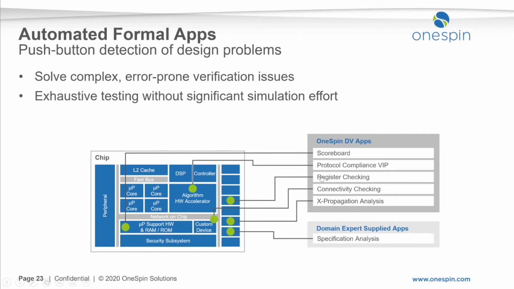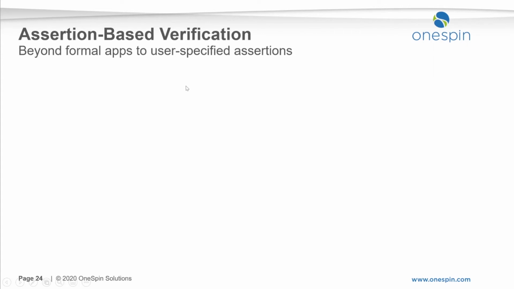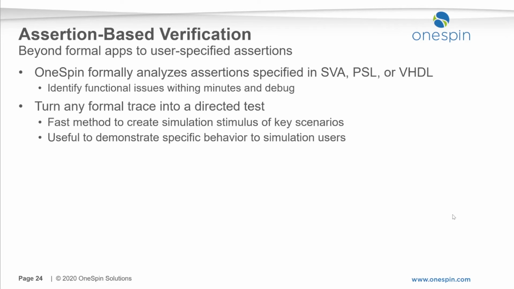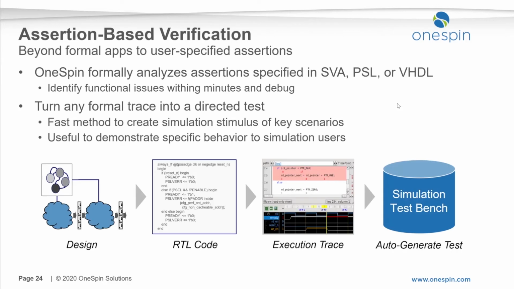But you could also be using the power of formal to do functional verification of your design by writing your own assertions. In addition, another unique capability we have is to turn any formal trace into a directed test. So we allow you to generate a test in any language and just feed it into your simulator, whether it is because you want to prove to the simulation people that this behavior is indeed happening in the design because it's a corner case, or because you want to have a set of directed tests that you can reuse in any way. But this is all there in the tool for you, along with a very powerful debugger.